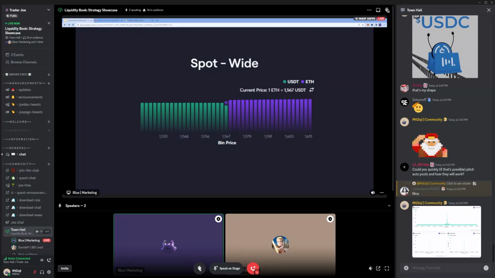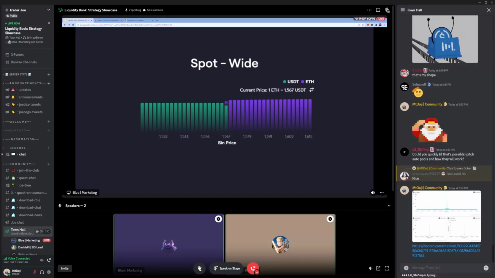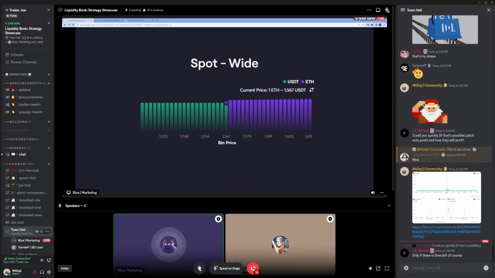It's a pretty solid shape if you want to capture what you think is medium to lower volatility intraday trading for a number of pairs, like the larger pairs, such as in this example, ETH USDT. Using wide, you'll probably capture a decent amount of volatility using that shape.